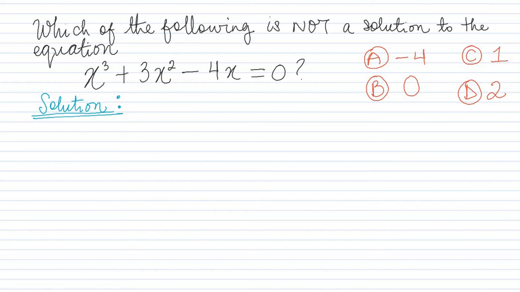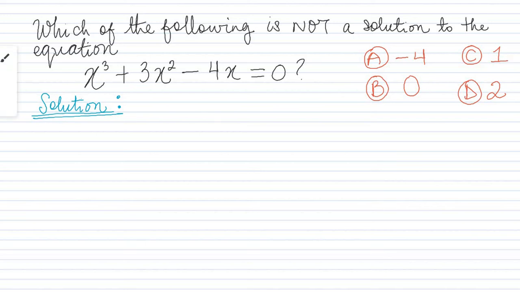So on the screen we have the question: which of the following is not a solution to the equation? We're given the equation x cubed plus 3x squared minus 4x equals 0. The first thing we can observe from this question is that this equation is a polynomial, and the highest power of the polynomial is 3.